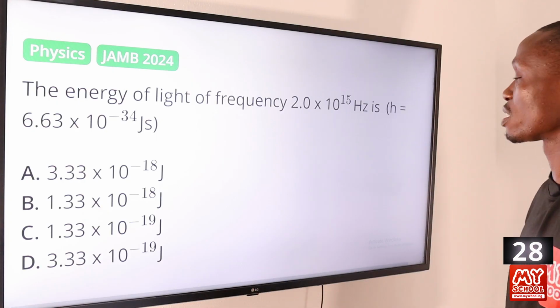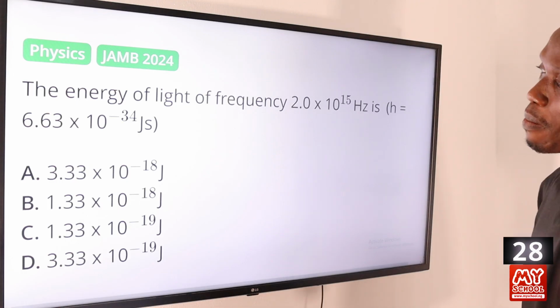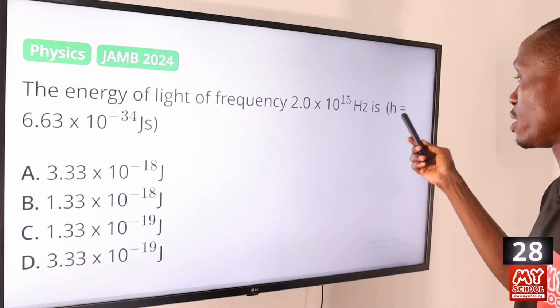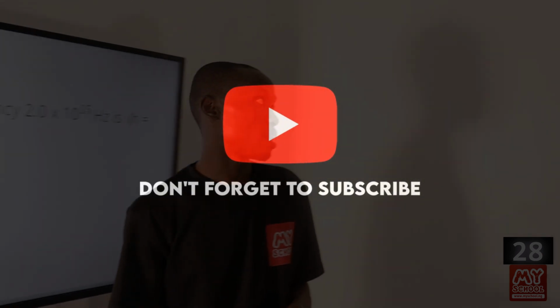so we are asked to take H to be equal to 6.63 times 10 raised to the power minus 34 joule second. Okay, so the H here actually stands for Planck's constant. So let's move over to the board to provide answer to this question.